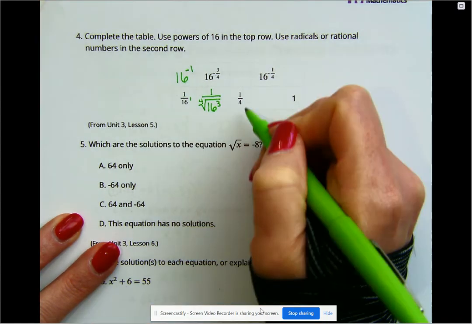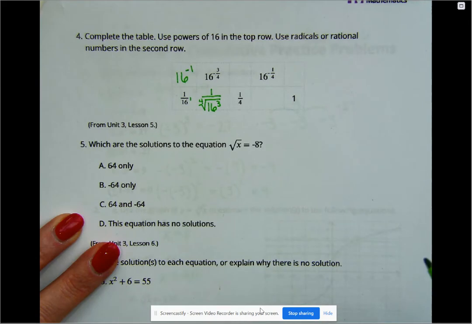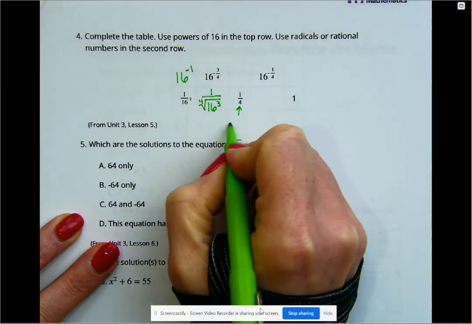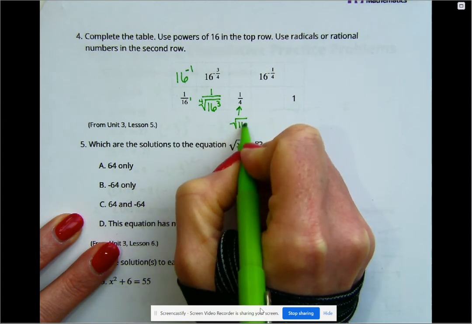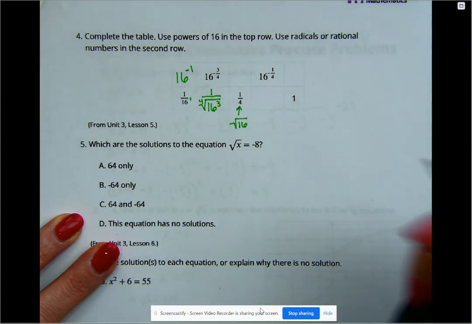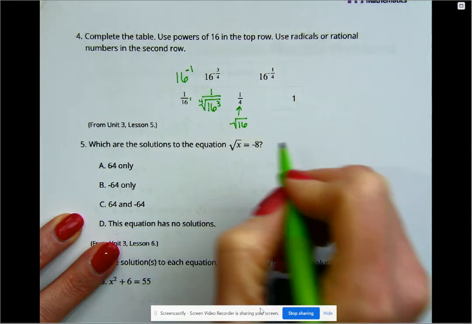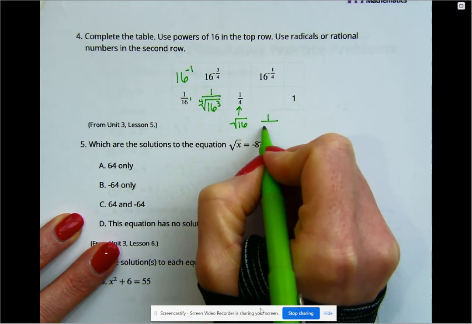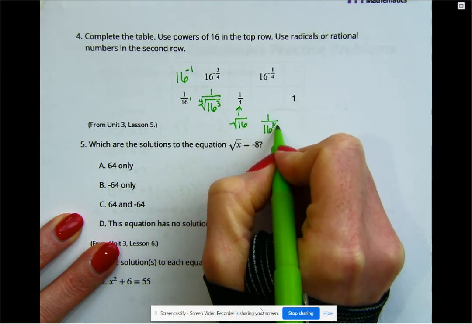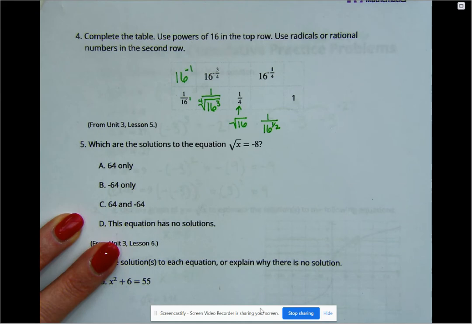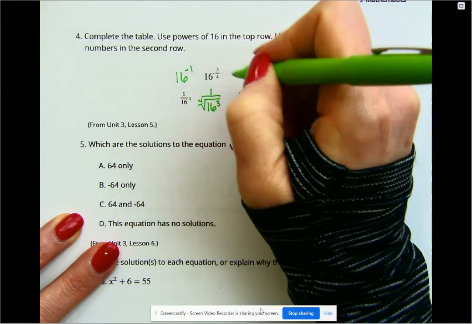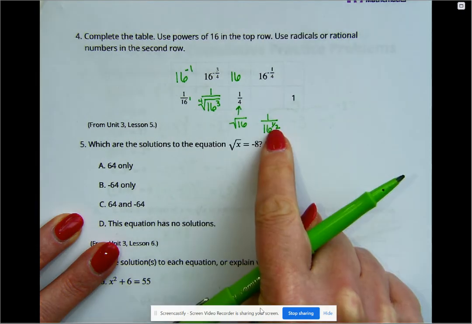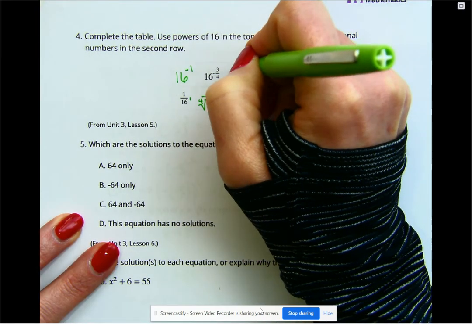This one's a little bit tricky, which is why I was reading the directions. I happen to know that 4 is equal to the square root of 16. So for that reason, I would say I could also write this as 1 over 16 to the 1/2, since that means the square root of 16. And then to write it as a power of 16, I'm just going to make the 1/2 exponent negative. So 16 to the negative 1/2.